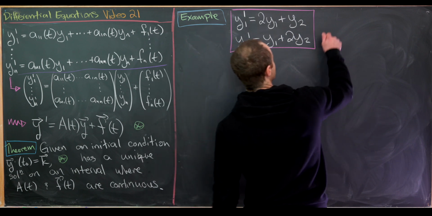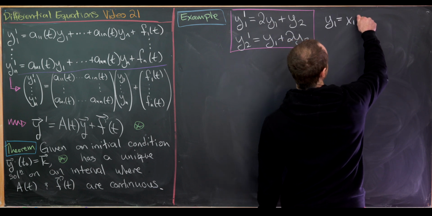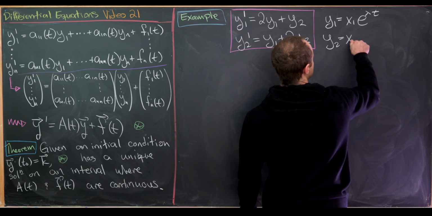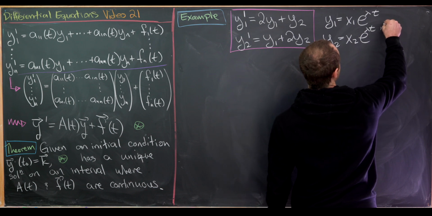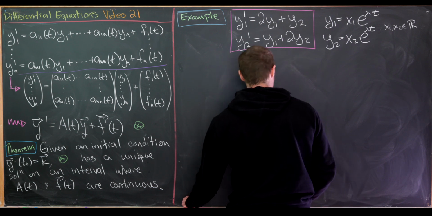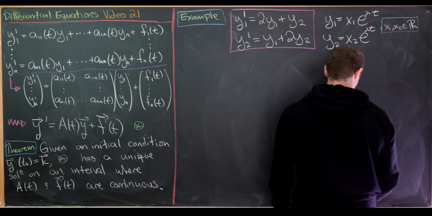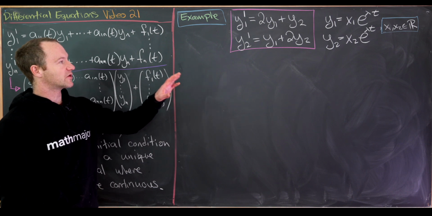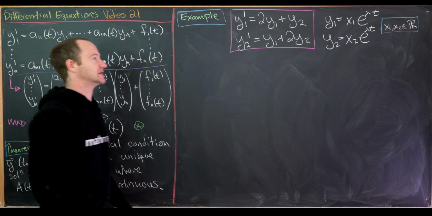So let's assume our solutions are of the following form. So we'll have y1 is equal to x1 times e to the lambda t, and we'll have y2 is equal to x2 times e to the lambda t. And here we have x1 and x2 are real numbers. I'm using x1 and x2 instead of c1 and c2 to make this look like a system of linear equations from linear algebra coming down the line. Okay, so now let's plug those guesses for our solution into our differential equation and see what that leaves us with.